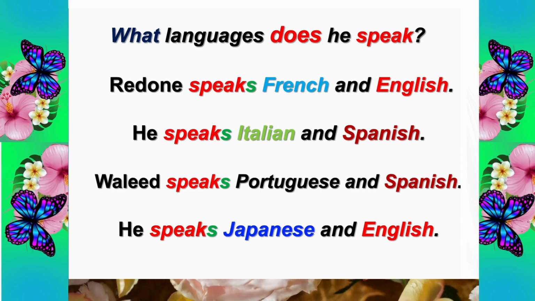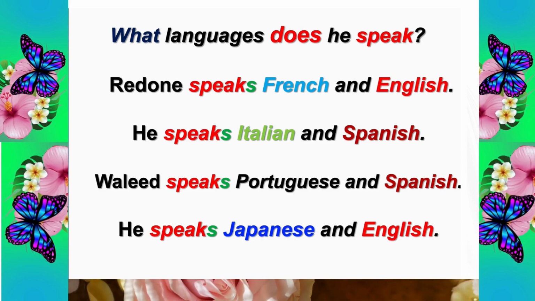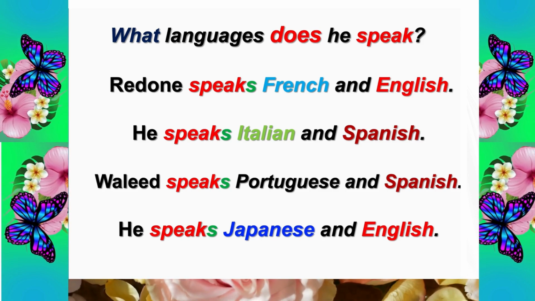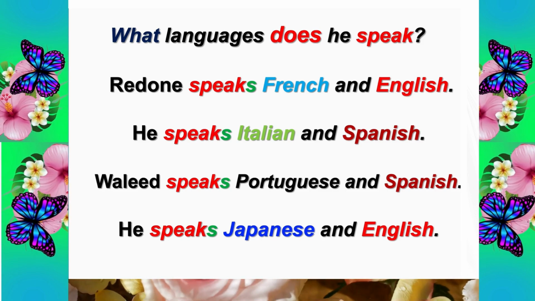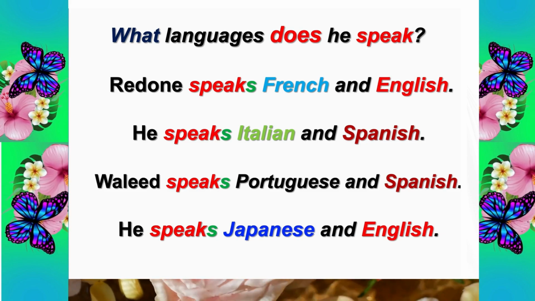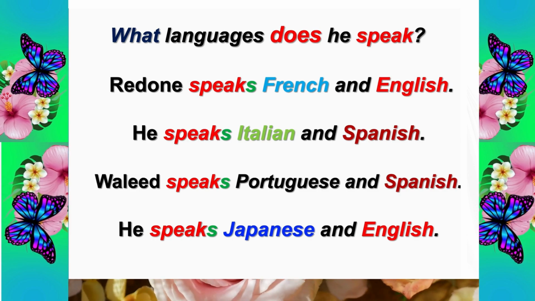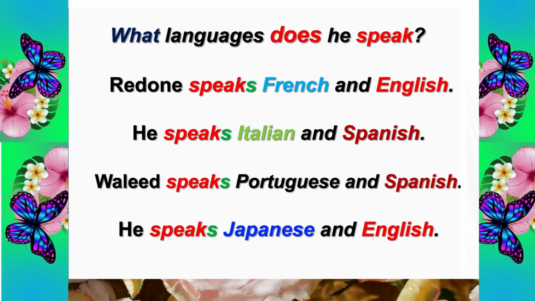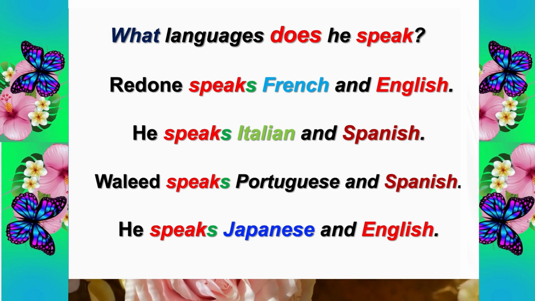What languages does he speak? Redwan speaks French and English. He speaks Italian and Spanish. Walid speaks Portuguese and Spanish. He speaks Japanese and English. Let's go to the next slide.